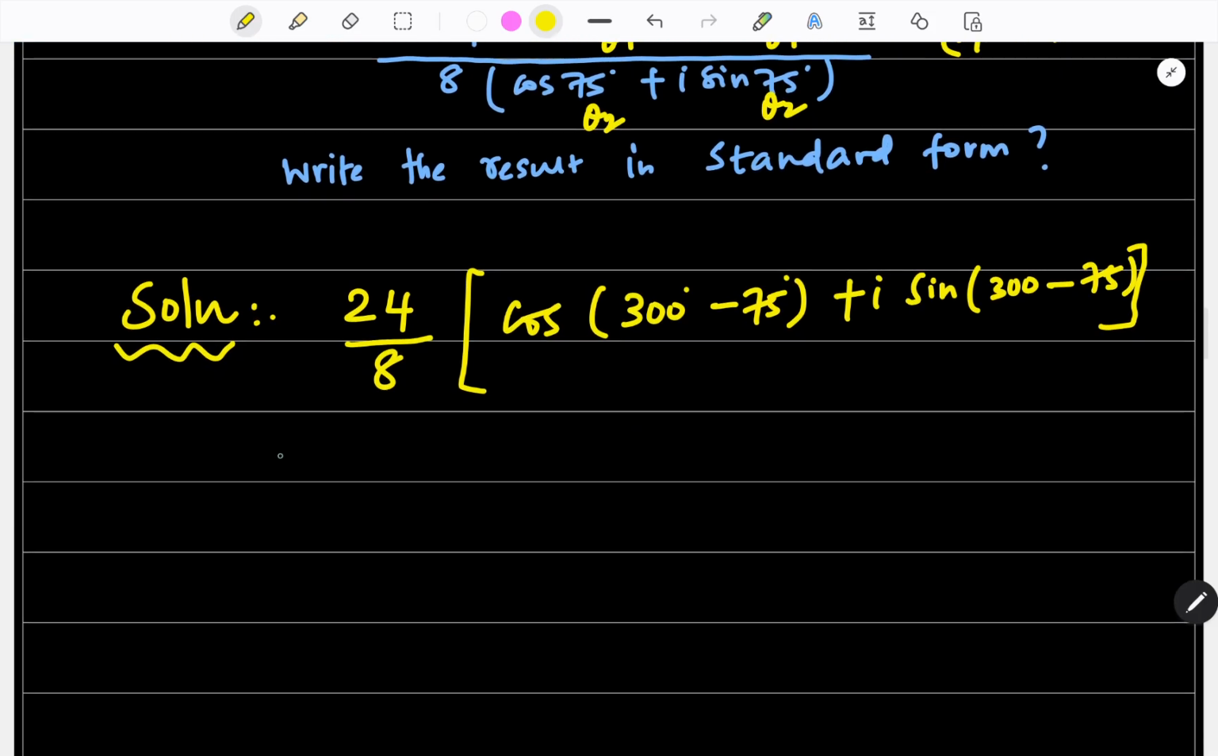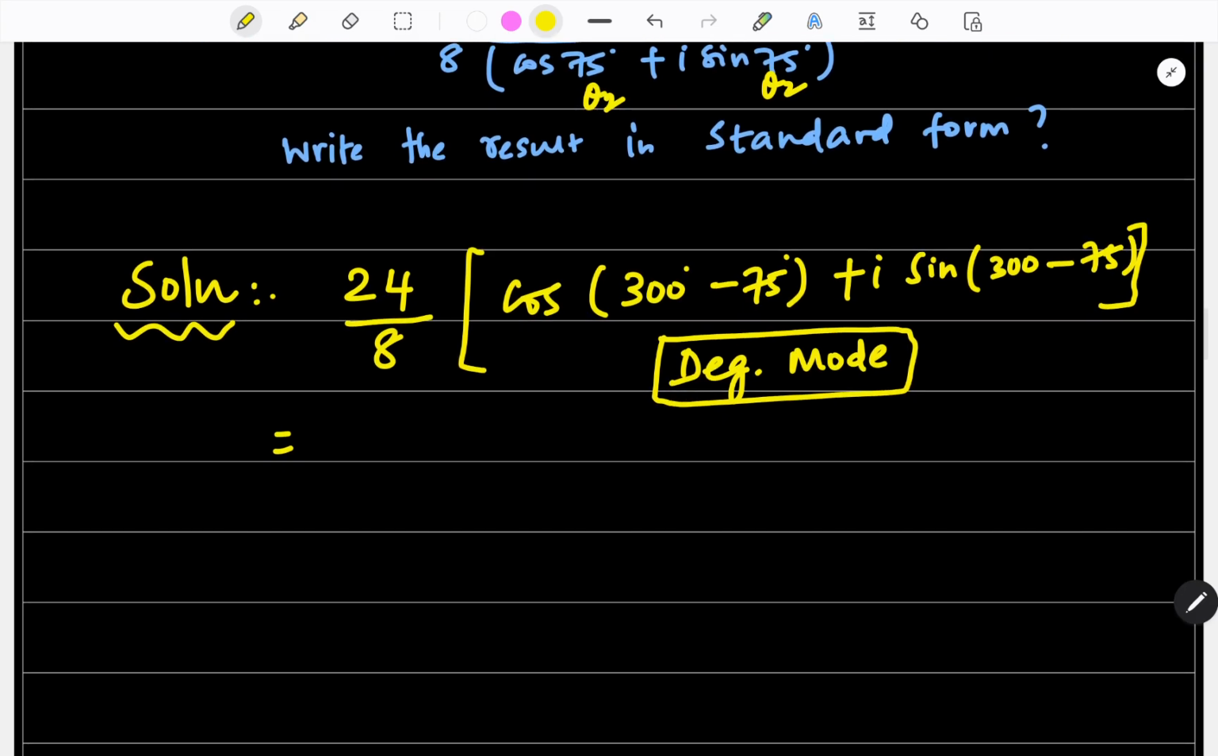Okay. Now you are going to put all these things in the calculator, right? Keep in your mind the calculator should be in degree mode. Why? Because the angle is in degrees, it is not in radians. If it is in degrees, use degree mode; if it is radians, use radian mode. So make sure every time whether it is degree or radian. So use degree mode. Finally, you will get the answer.